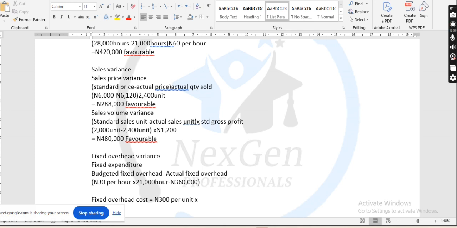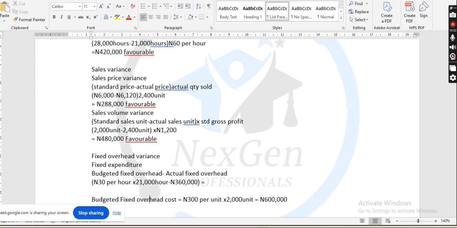So per unit, what is the budgeted? Budgeted is 2,000 units. Just observe. So what do we have here? When you multiply, what do you have here? 600,000. You see this 600,000 naira? It is your budgeted fixed overhead.